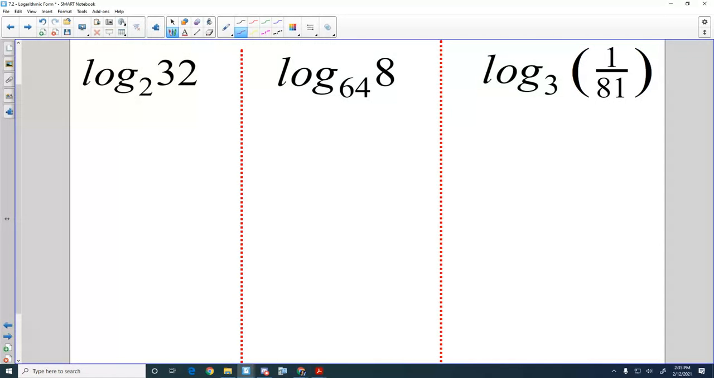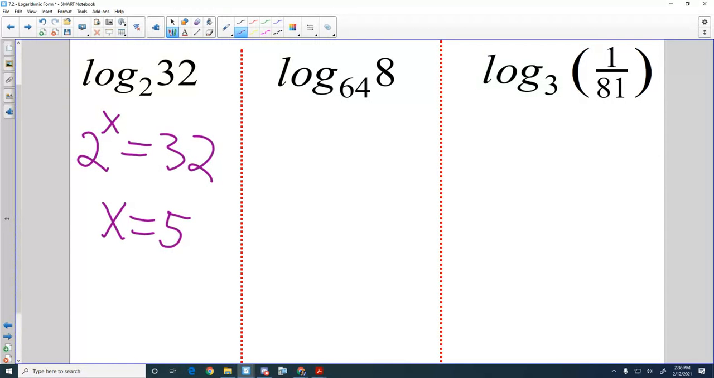If I rewrite this first one, 2 to what power equals 32? Did anyone get a number for x? It's just a 5, right? That's kind of like our warm-up that we did today, right? Just keep multiplying 2's, and you say, okay, well, this log evaluates to 5. That one should have been pretty straightforward.